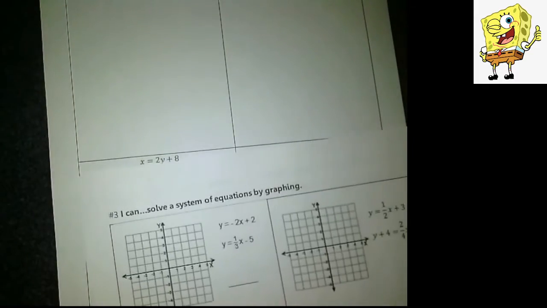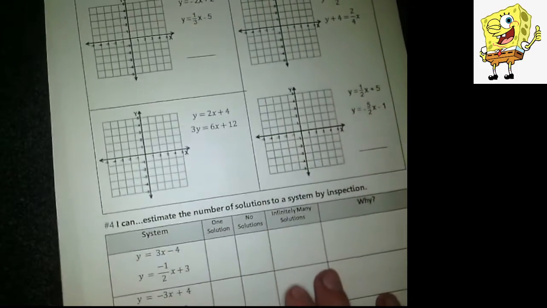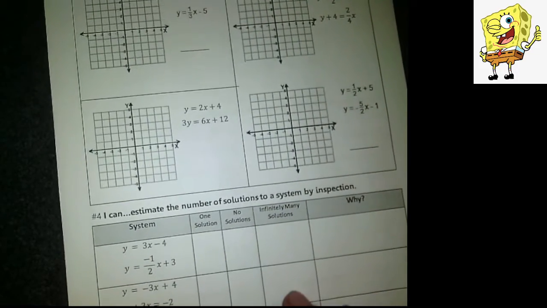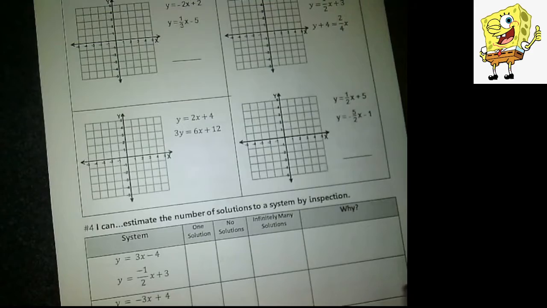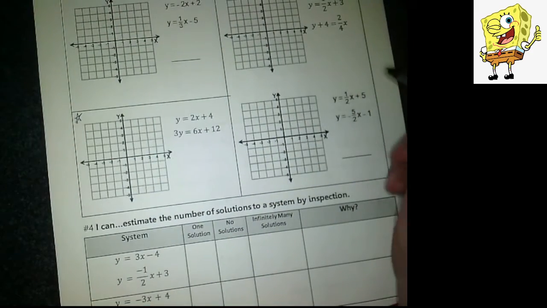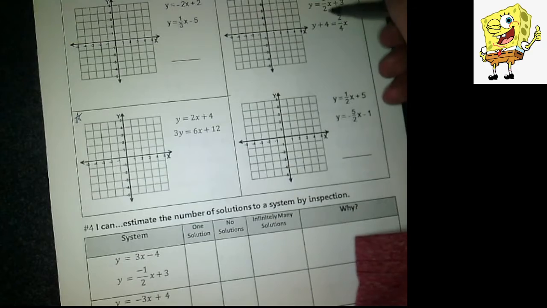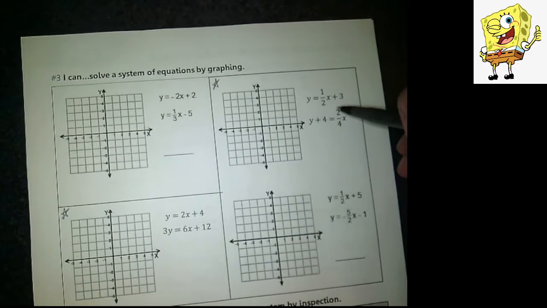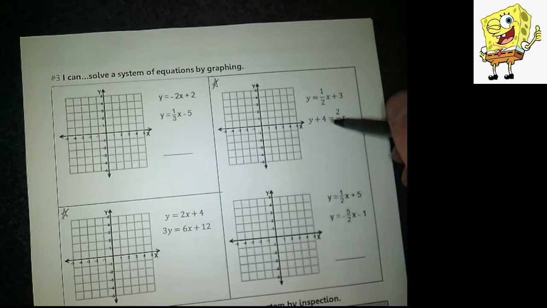All right, let's take a look at the backside. Let's do these two. These two are a little more rigorous than the other two. The reason I mention that is if you look at this one right here, top right, this second equation is not already in slope-intercept form. The y is not by itself.